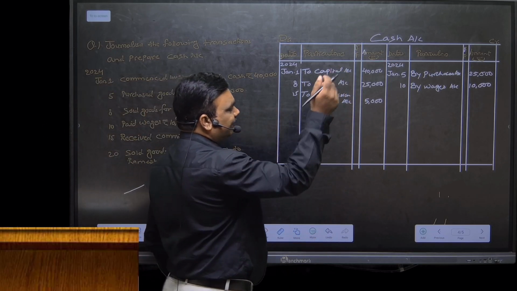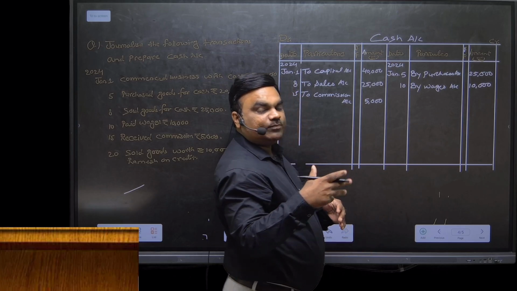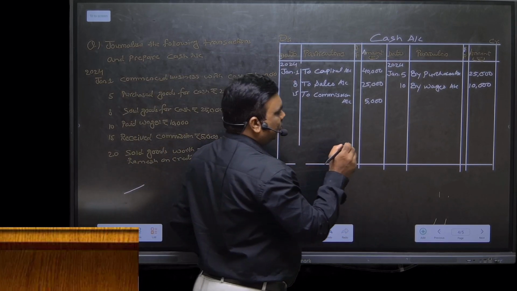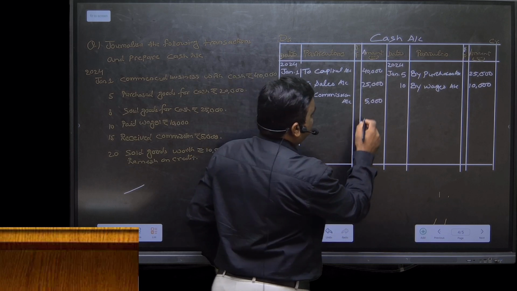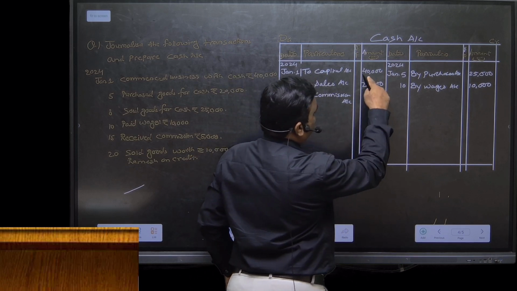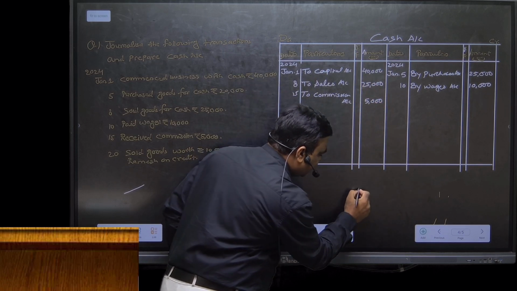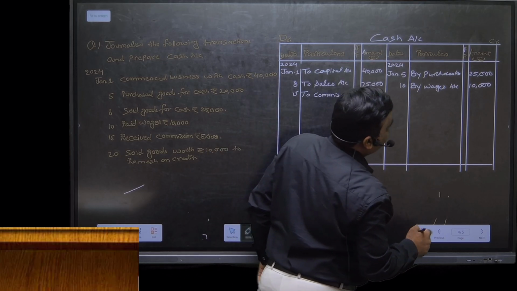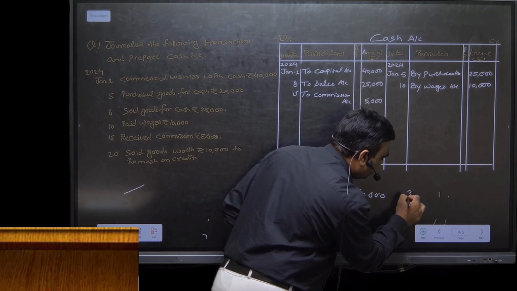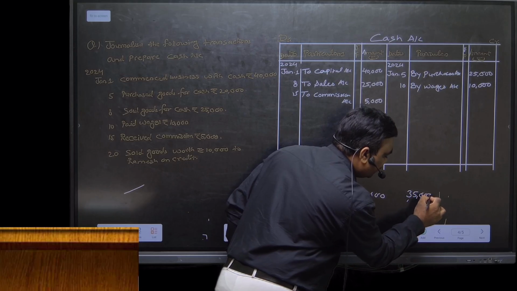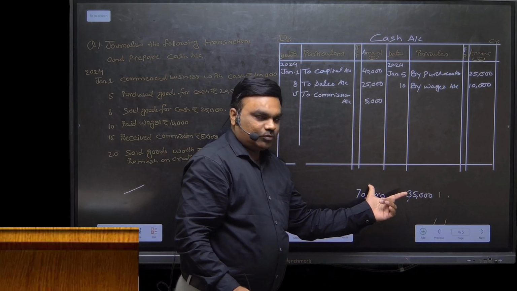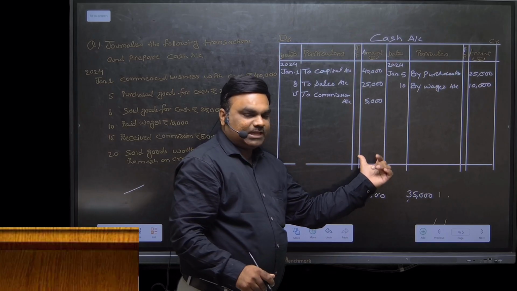After this, we have to make the totaling and balancing of the ledger account. See, first we have to make the total of debit side and credit side. Debit side total is 70,000. And on the credit side we have 35,000. So 70,000 is more. So debit side total is more than the credit side total.